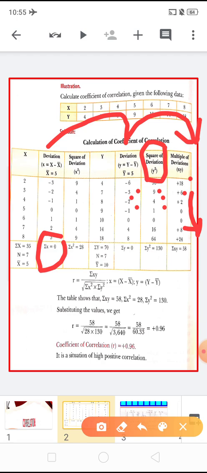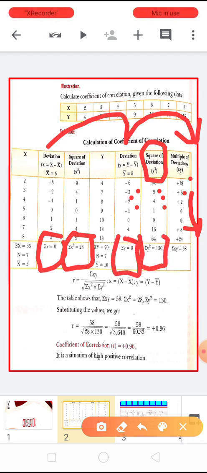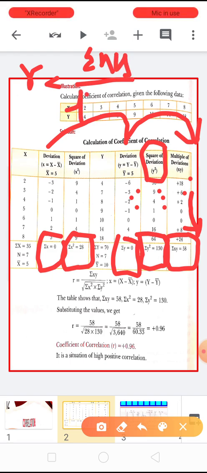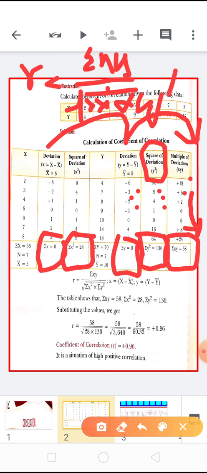So sigma x is 0, sigma x square is 28, sigma y is 0, sigma y square is 130, and sigma xy is 58. Now as I just explained the formula, r is equal to sigma xy upon under root sigma x square multiplied by sigma y square.